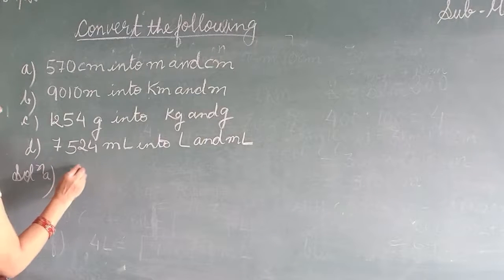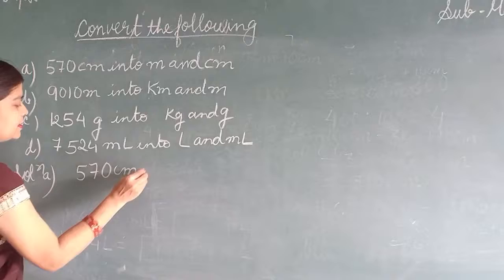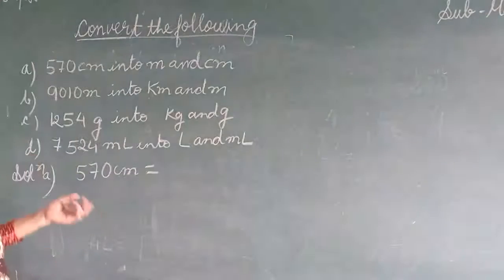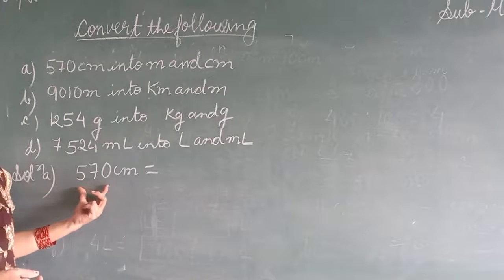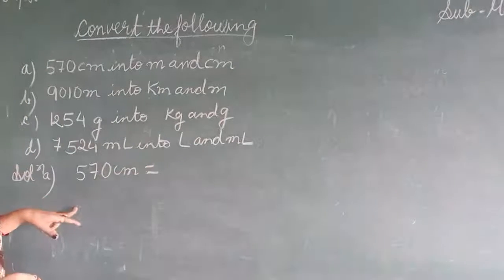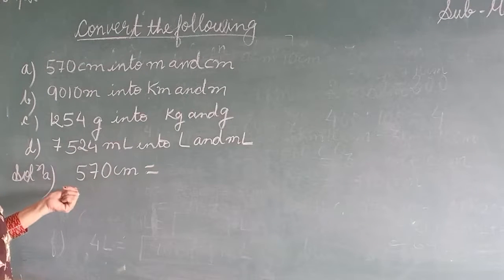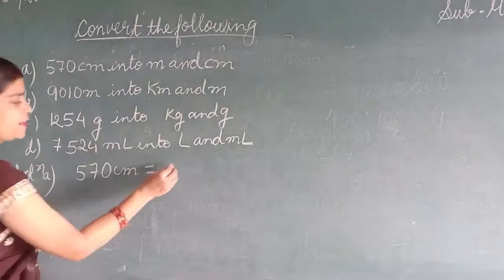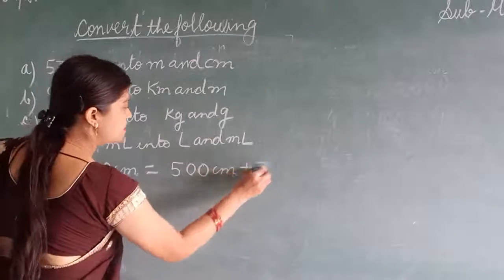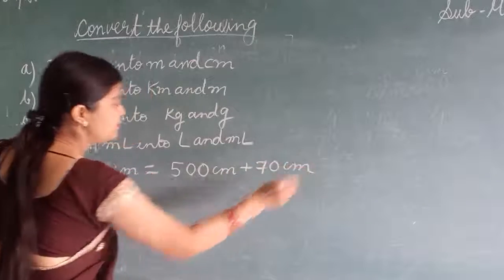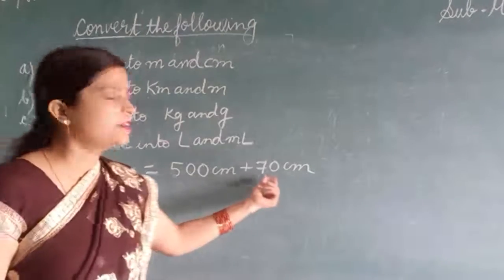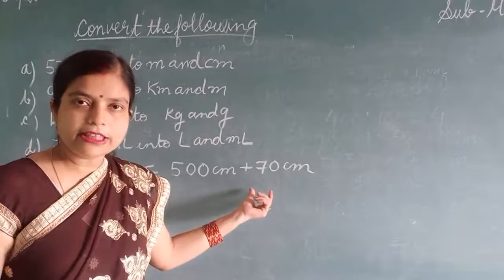Now children, here it is given 570 centimeter. Because we know that 100 centimeter is equal to 1 meter, we can divide this number by 100 together and the rest together. How many 100 is there? In the 100 place, what number is there? 5. So there is 500. So we will write here 500 first, and then the rest of the number afterwards. We can express this number as 500 centimeter plus 70 centimeter.